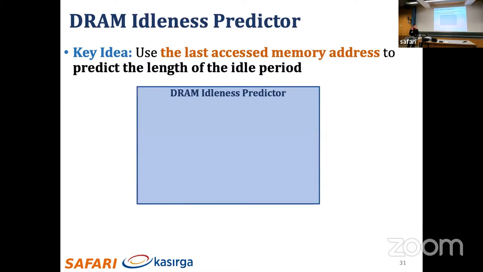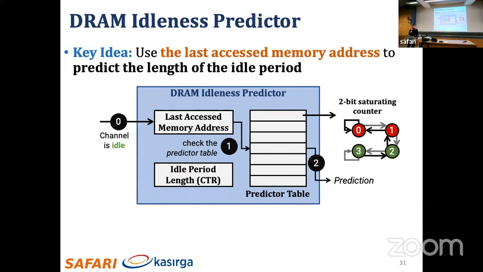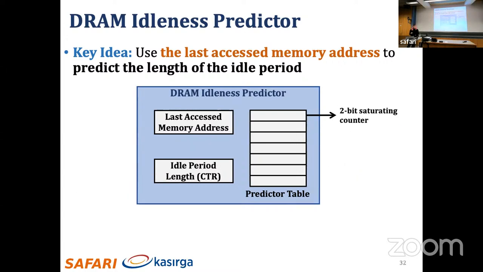The DRAM idleness predictor is a lightweight predictor, and it is based on a predictor table of 2-bit saturating counters. It uses the last accessed memory addresses to predict the idle period length. It also maintains a counter to keep track of the length of the current idle period. The prediction mechanism works as follows. First, if a channel is idle, it accesses the predictor counter with the last accessed memory address value. Second, the prediction is determined as short or long based on the counter state. And finally, we increment the idle period length counter as long as the channel stays idle.